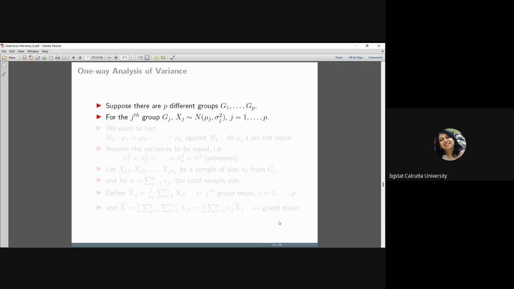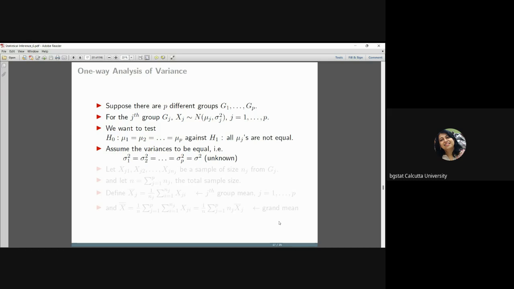So let's assume that I have P groups. These groups are G1, G2, up to GP. For my example, they would be the 28 states. P would be 28, and I would have 28 groups corresponding to the 28 states. I'm assuming that I have one sample from each state. I'm going to assume that within each state, the income follows a normal distribution. Let me assume that for the jth state, the mean is given by mu j, and I will assume that the variance is sigma j square.